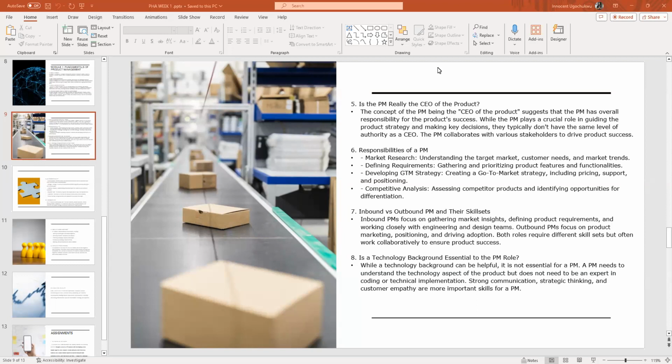So as a PM, you just need wisdom and you need to be very discreet in your dealings. So that's one thing you should actually learn. You learn on the job, you learn as you go. You cannot be perfect at once. You understand? So number six, responsibility of a PM.